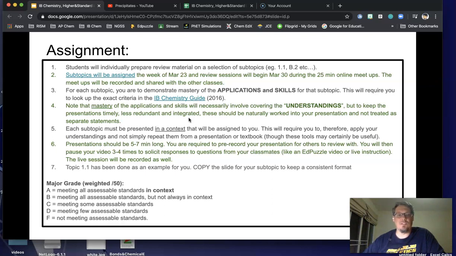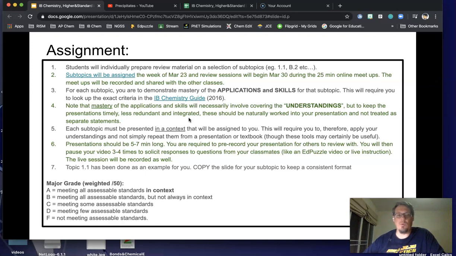All right, presentations are going to be 5 to 7 minutes long. You're required to pre-record your presentation for others to review with. You will present your video in our live meetings. You will pause your video 3 to 4 times and ask questions and solicit responses from your classmates, kind of like you would do with an Edpuzzle video or live instruction lecture type thing. All right, the live session will be recorded as well, and everything will be uploaded for posterity.